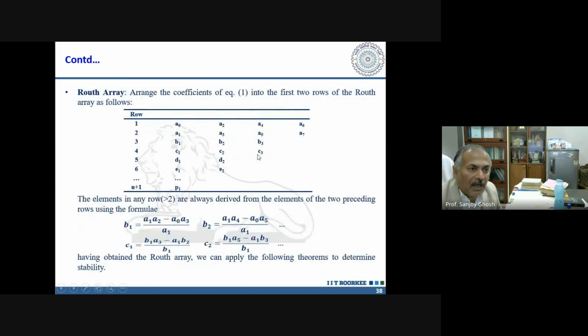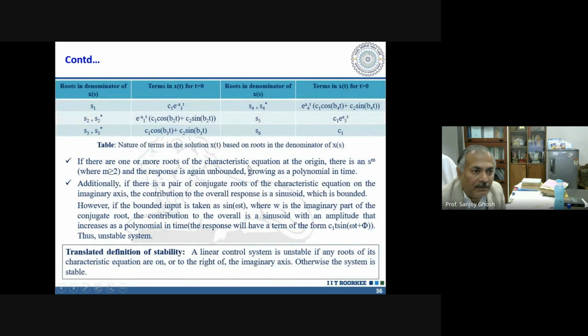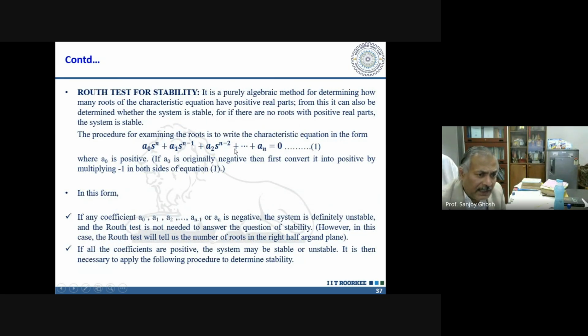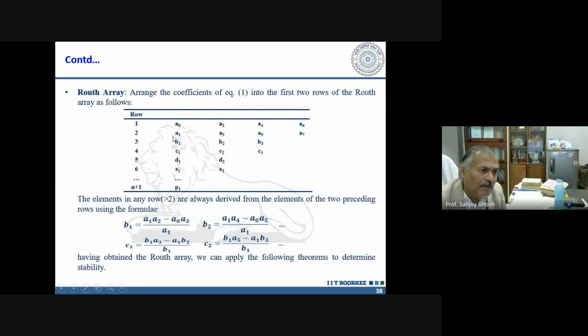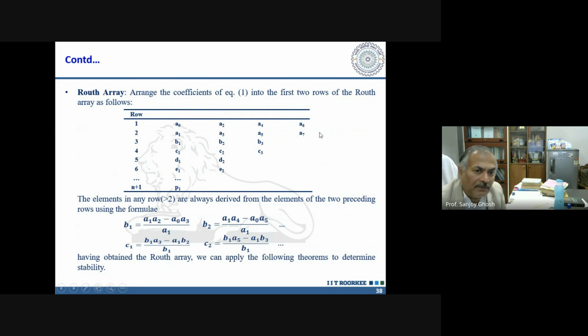But if it does not happen so, then you have to do this testing criteria. Here is the Routh criteria. You see that for this characteristic equation, A0, A2, then A4, and so on are given in the first line, row 1. Then the other one, A1, A3. Look at the even and odd ones. The even ones, A0, A2, A4, are in the first row. The second row is the odd ones, A1, A3, A5, and so on.